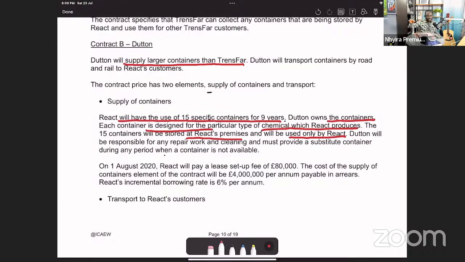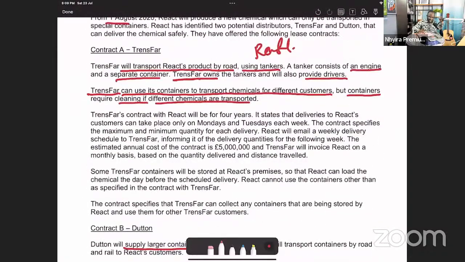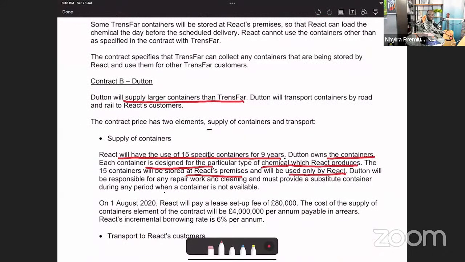So you realize that in the first scenario, we don't control it because the company can use it for other customers. But in the case of Dutton here, it's for us. For 9 years, we have 15 containers.